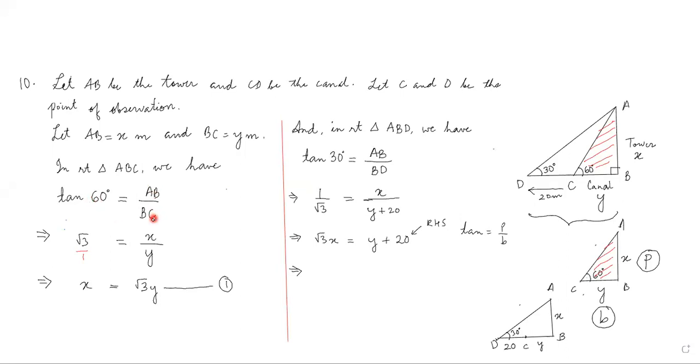Then 2p by b, a value that x to y, we multiply equation 1. Here the x value is root 3 y, so root 3 into root 3 y equal to y plus 20. Root 3 into root 3 is 3, so 3y equals y plus 20.